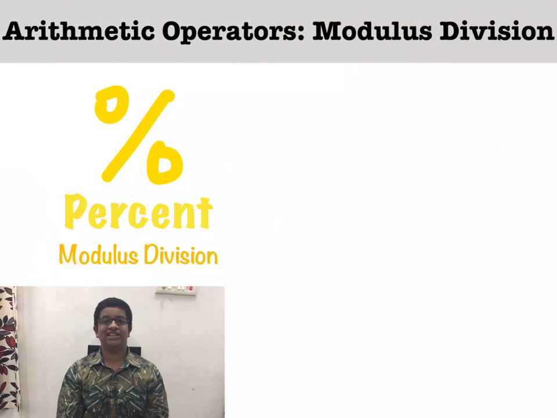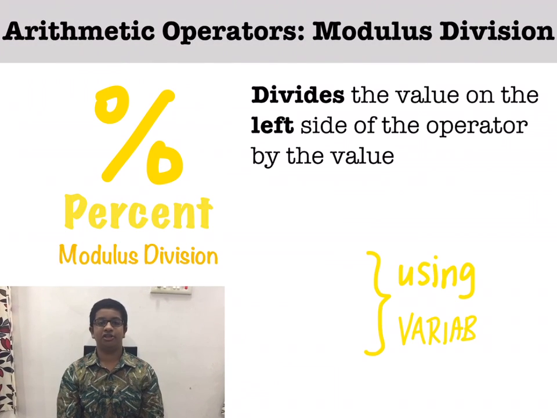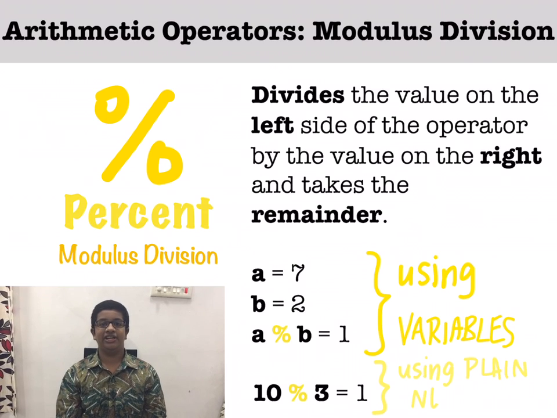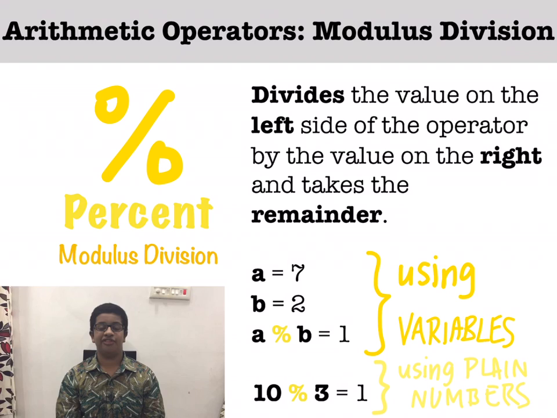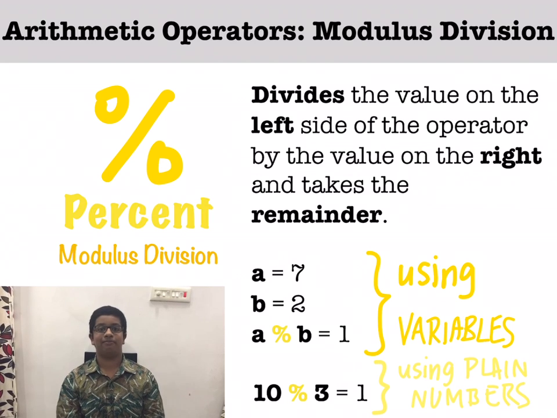Percent. The percent sign is used for modulus or modular division. It divides the value on the left side of the operator by the value on the right and takes the remainder.